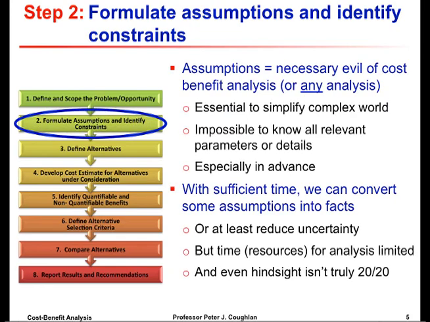The second step in the CBA process is to formulate assumptions and identify constraints. Now, up front, we think about assumptions, and we tend to believe, which is true to some degree, that assumptions are dangerous. People say, hey, you shouldn't make assumptions. Don't assume. Well, for better or worse, they are a necessary evil of cost-benefit analysis. In fact, they're a necessary evil of any analysis.